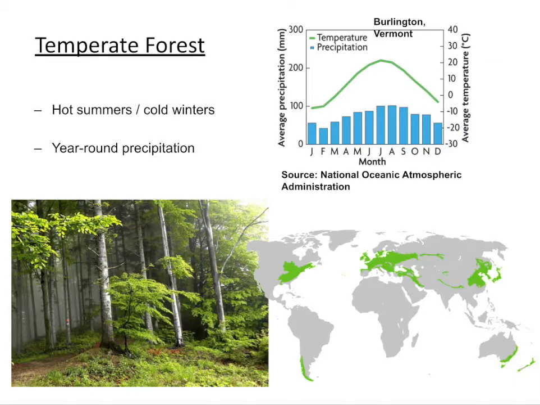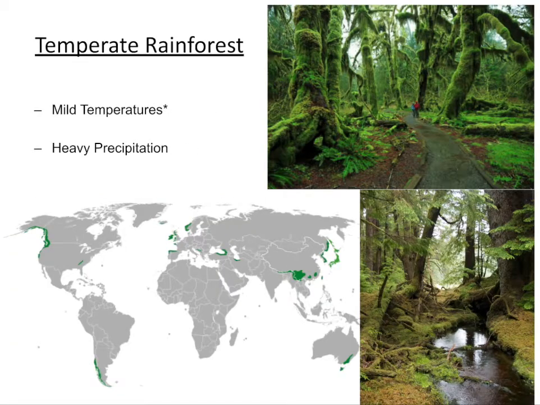So a huge amount of variation in temperature throughout the year in our temperate forests. And our temperate rainforests tend to have mild temperatures, heavy precipitation. These will have more mild climates than where we find the temperate deciduous forests.